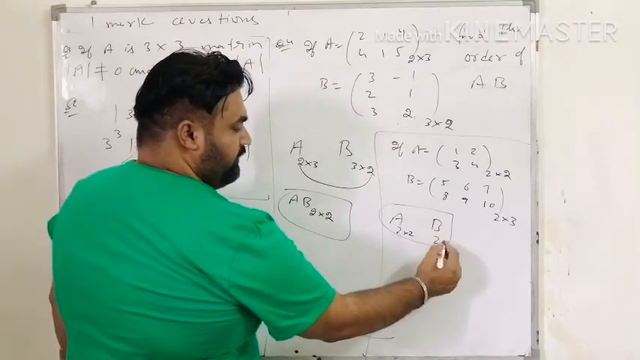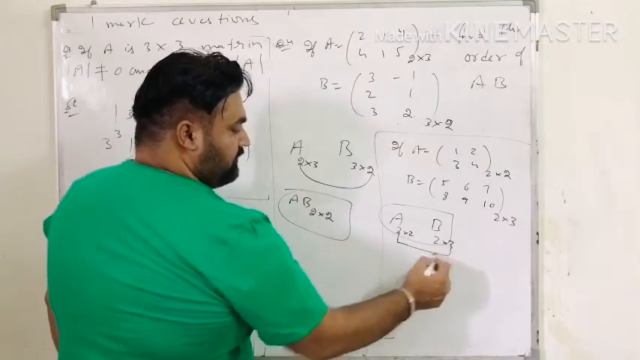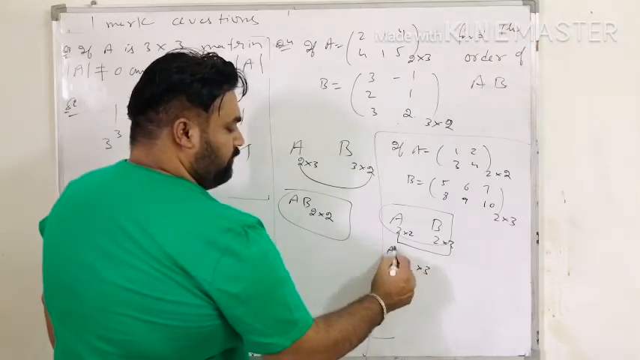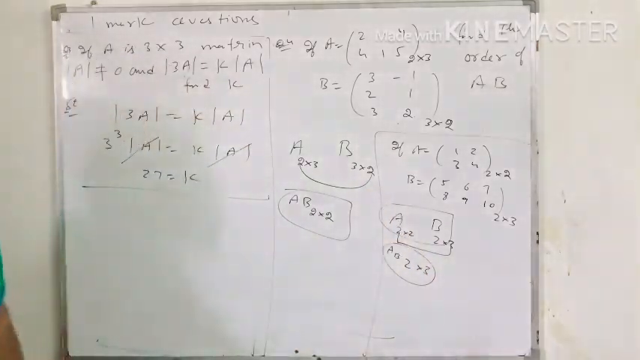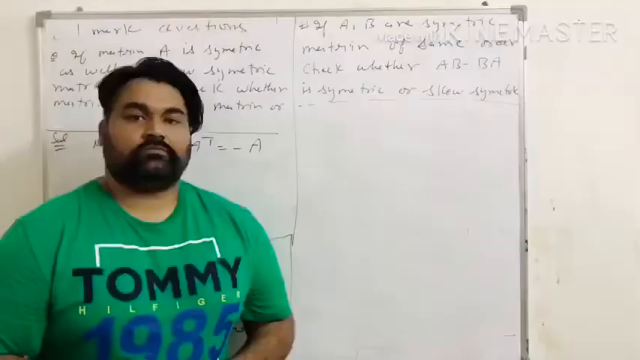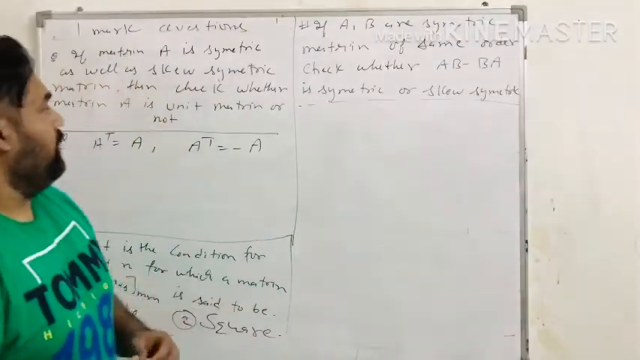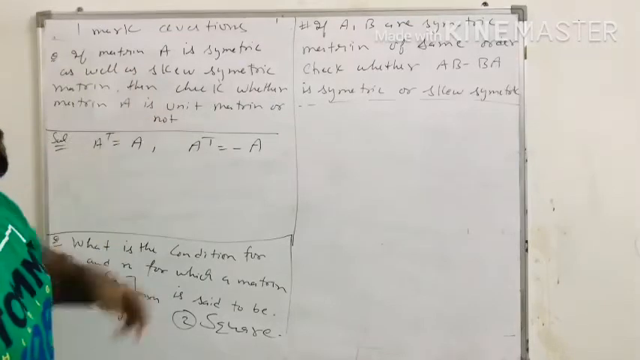2 by 3. So the resultant order is 2 into 3. Now this is another example of a 1 mark question.